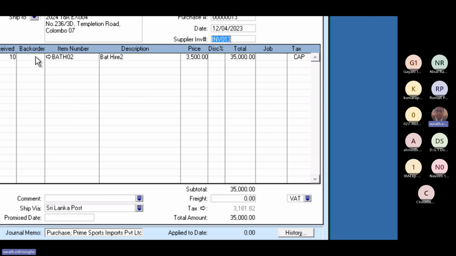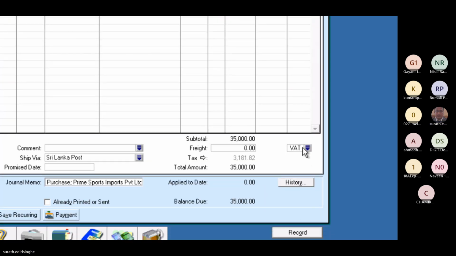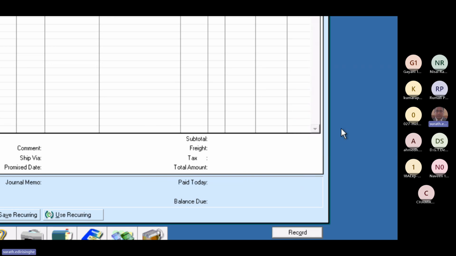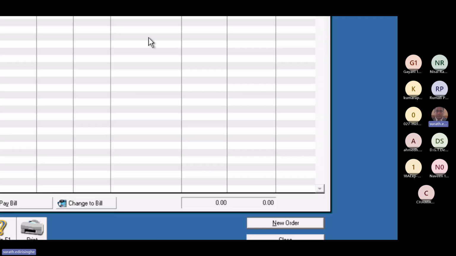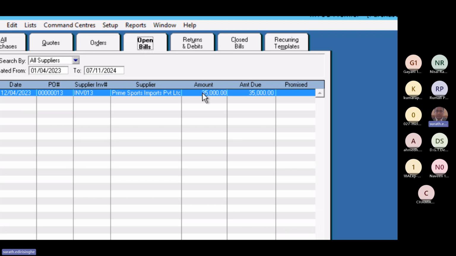Getting the full order, no, Ahmad? Yes, full order. Then record. Predated. Done. Then look here, status changed from order status to open bill status. 35,000.